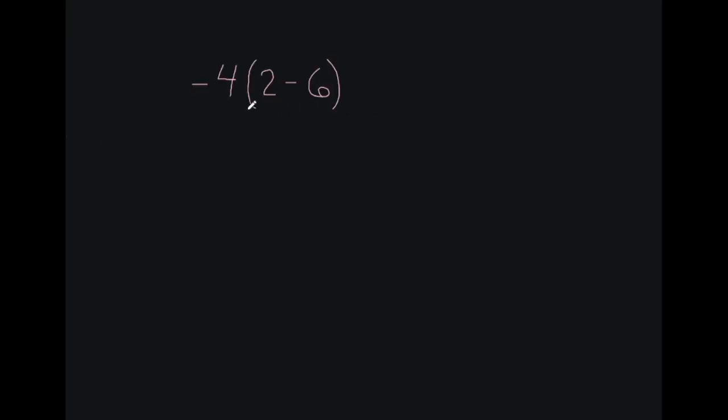Our next problem will be negative 4 times the quantity of 2 minus 6. Our outside multiplier is negative 4. Our inside is 2 minus 6. We're going to view this minus as adding a negative. 2 minus 6 equals 2 plus negative 6. So let's distribute. A way we can write this is negative 4 times 2 plus negative 4 times negative 6.